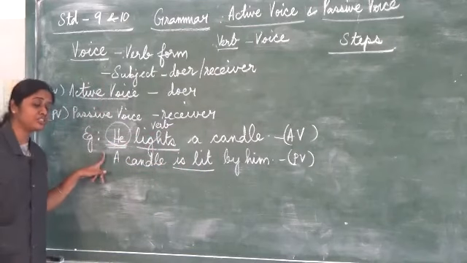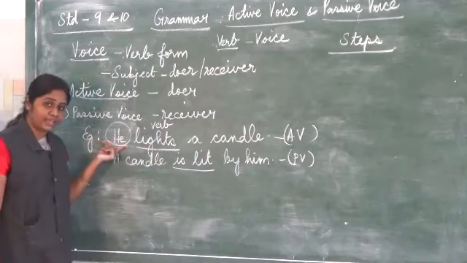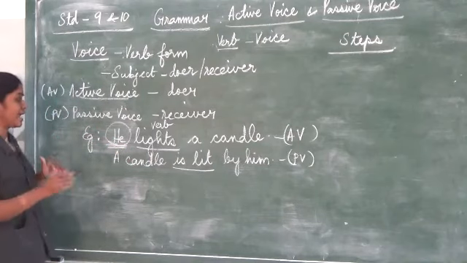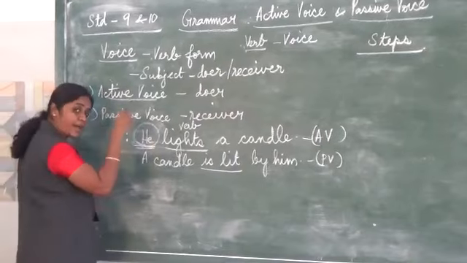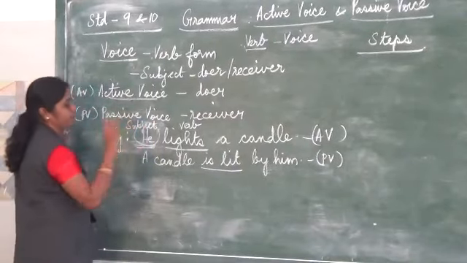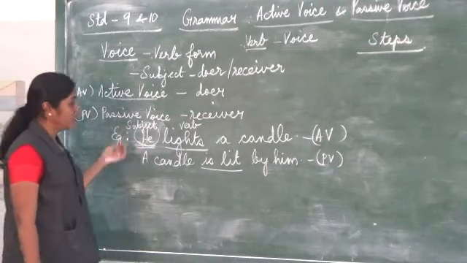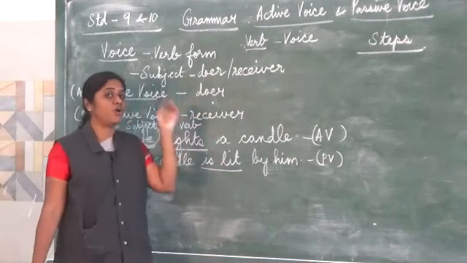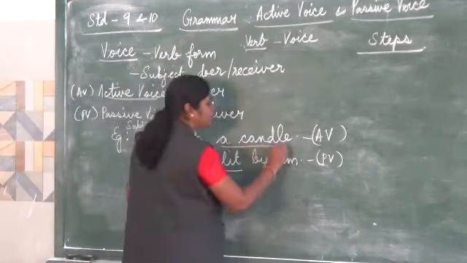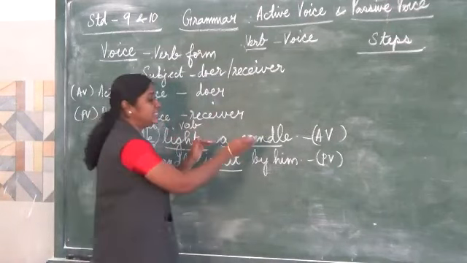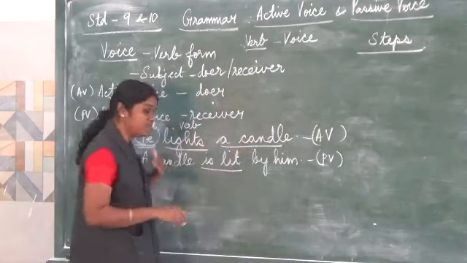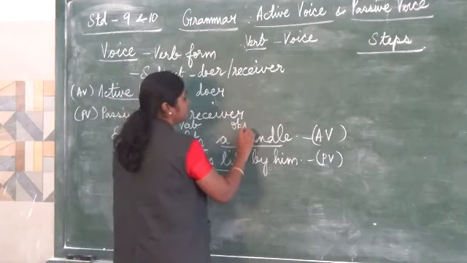So, who is doing the action here? He is doing the action. So, if a person or a thing is doing the action, then we call that part of the sentence as subject. Clear? Now, on whom or on which the action is being done? The action is done to the candle. So, this noun is receiving the action. A noun which receives an action, we call it as object.